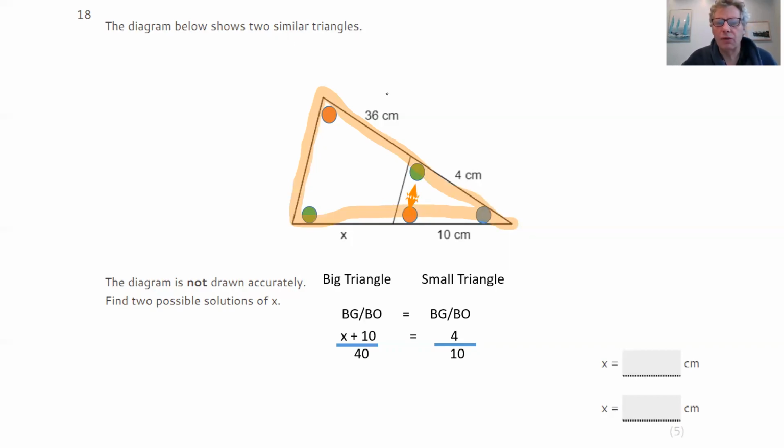We'll just quickly solve this. We're going to times both sides by 40. If we do that, we end up with x plus 10, because we got rid of the 40 on the bottom. And on the other side, our 4 turns into 160, which is over 10. So x plus 10 is 16. We take 10 off each side, x is 6. So our two answers were 9 and 6. And that's how we solve the problem.